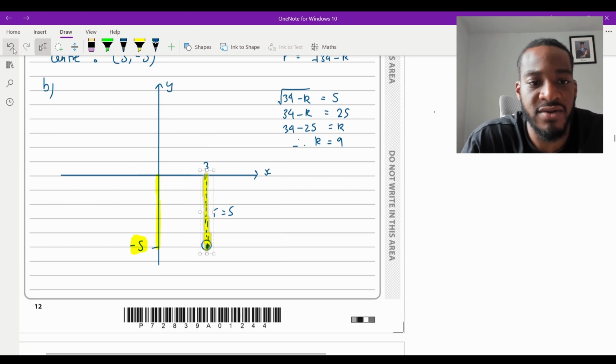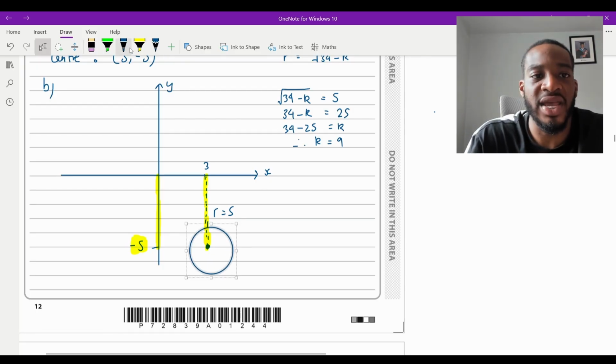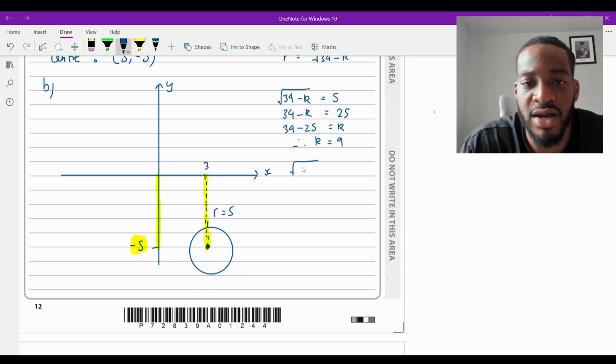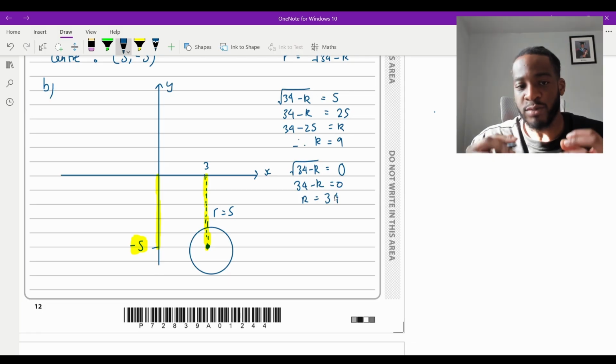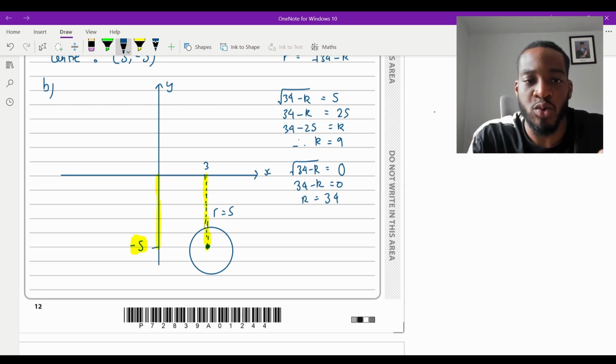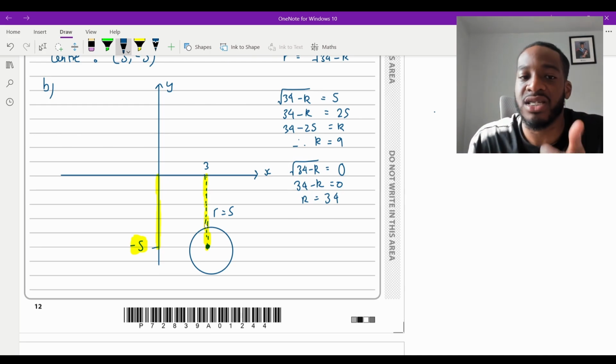So what we want to ask ourselves is, what value of k will give us a radius of 0? Again, the radius is equal to the square root of 34 minus k. So let's make it equal to 0. To be fair, this is quite easy, isn't it? If I make it equal to 0 and square both sides, it's going to be 34 minus k is equal to 0. If I move the minus k over, I'm going to get k is equal to 34. So we know that when the circle is at its very smallest, when the radius is 0, k is 34.